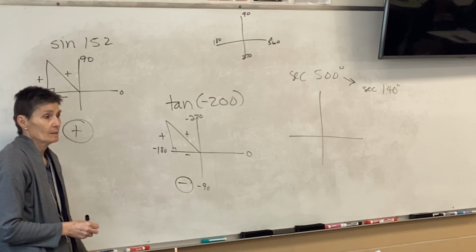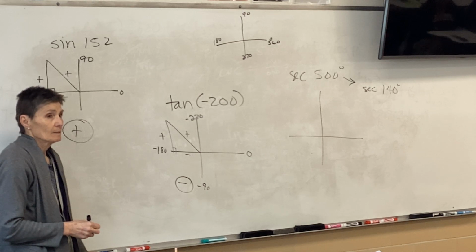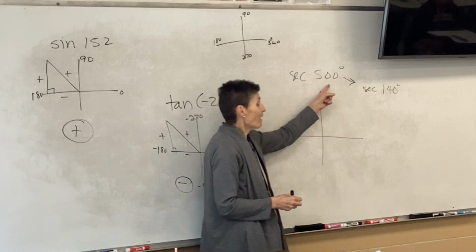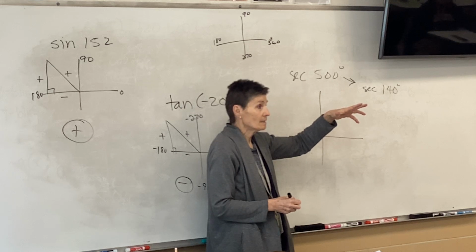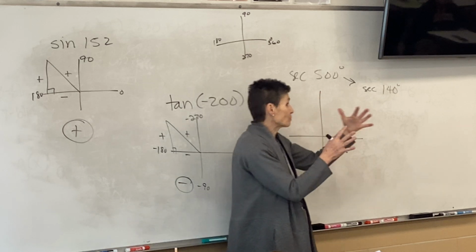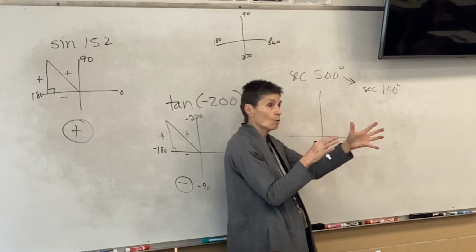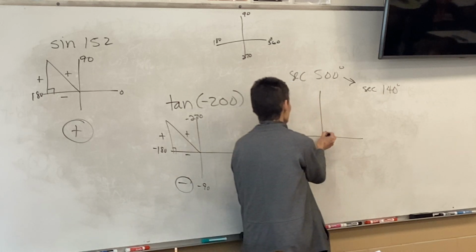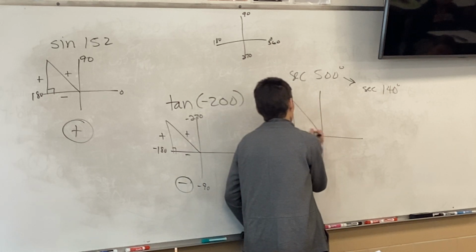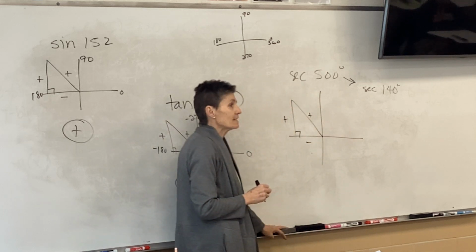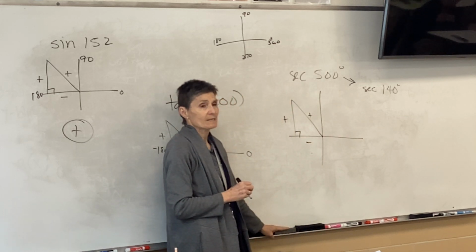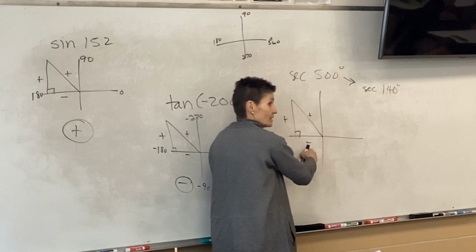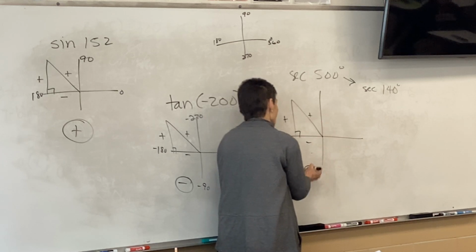All right, how about this last one? I kind of gave you a little hint. 500 is more than once around, so we're allowed to subtract that out. That's just a spin. We can ignore that. And we're left with 140. Oh my gosh. That's also in this quadrant? Yep. Secant is the reciprocal of cosine. So it's hypotenuse over adjacent. So it is also.